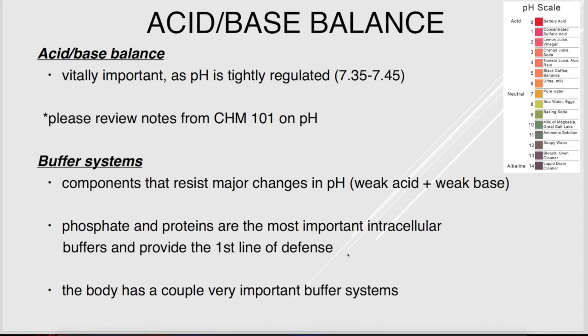So our first line of defense when it comes to buffering is phosphate and proteins. These are negatively charged. We find them outside the cell, but also inside the cell, so they're really important. They're probably the most important buffer system inside cells, and the reason is that they're negatively charged. For example, phosphate, PO4 minus, since it's negatively charged, if you have an influx of H plus ions into the cell, which you would see in acidosis, it can suck them up and neutralize them. So that's why it's such an important intracellular buffer. Proteins really do the same thing.